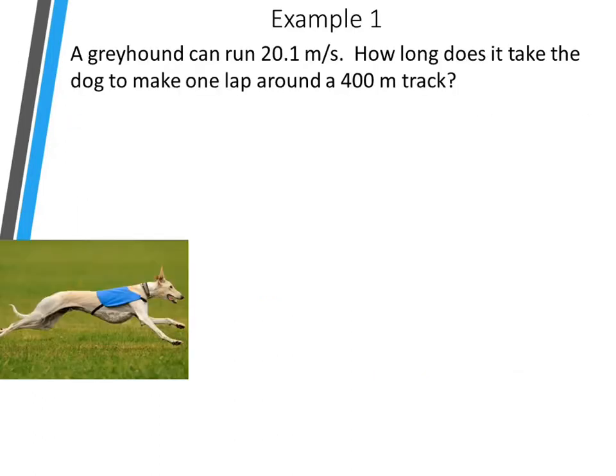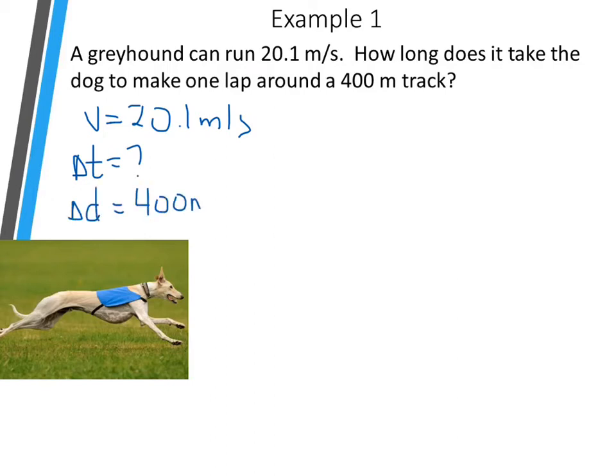So we have a greyhound that can run 20.1 meters per second. So that's our V average. So 20.1 meters per second. And we're being asked to figure out how long. So we're being asked for our delta T, and we're told the track is 400 meters.